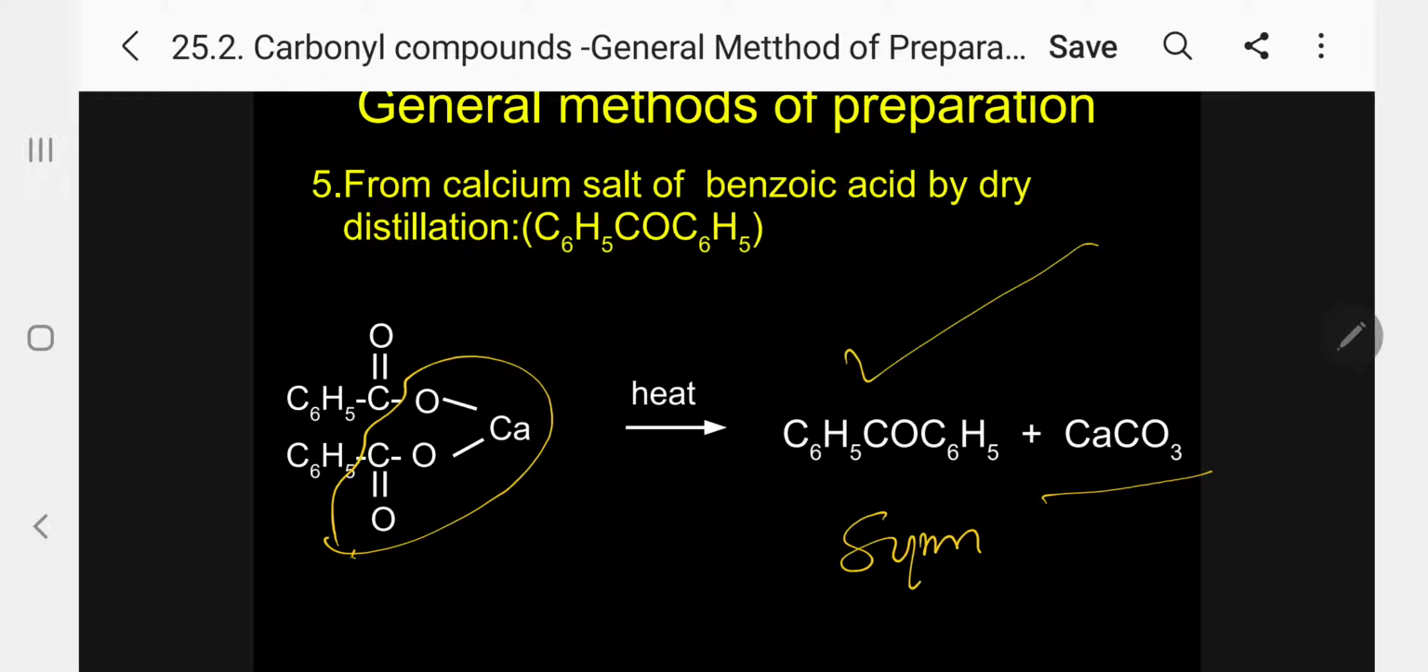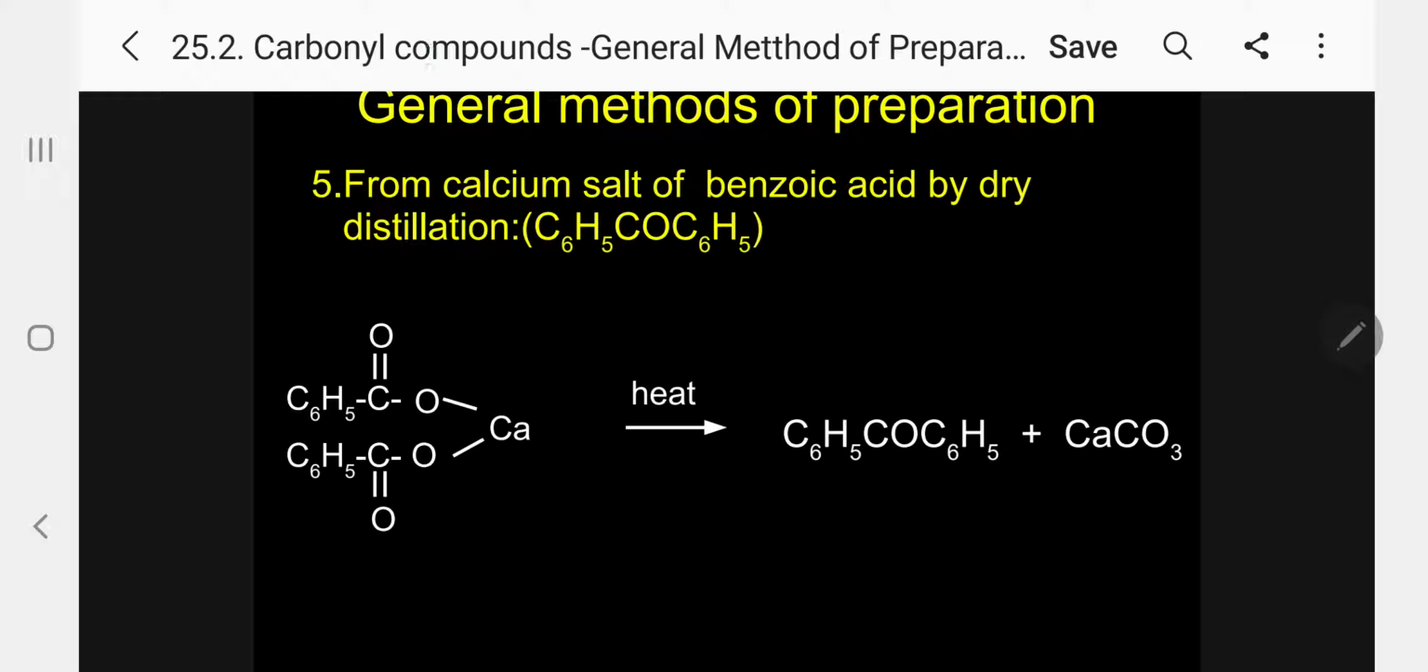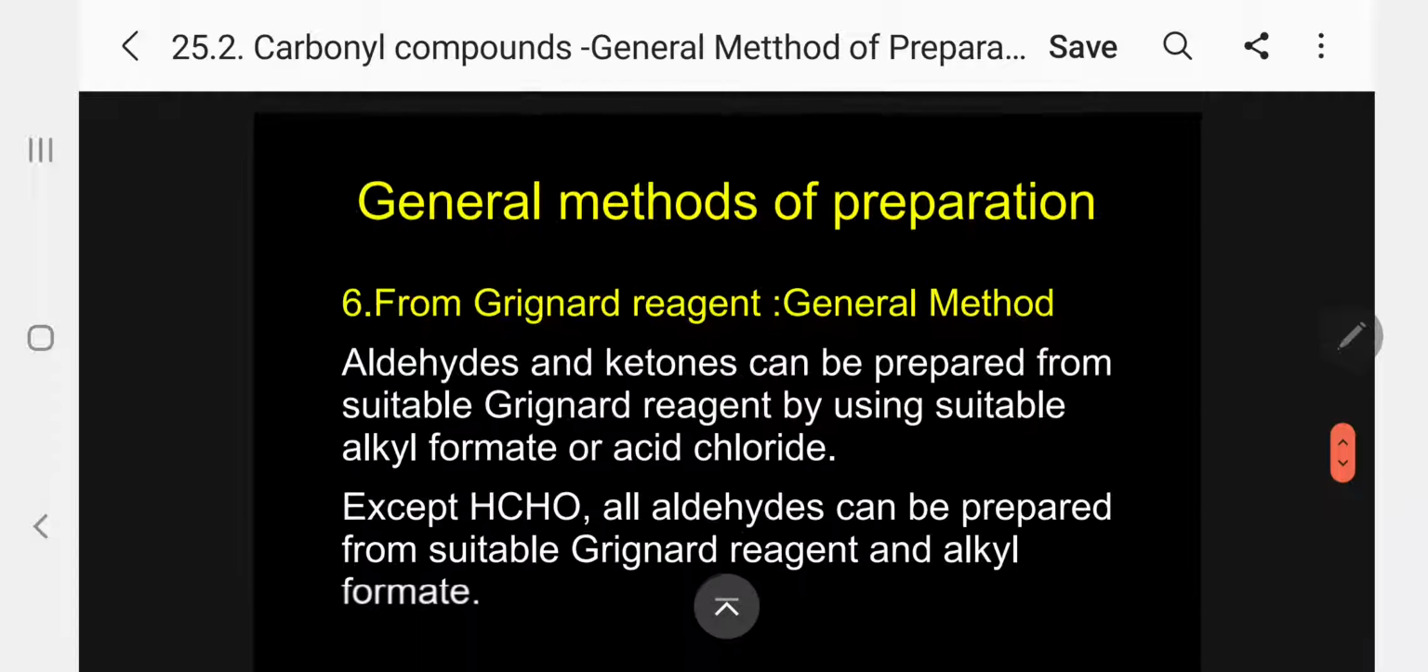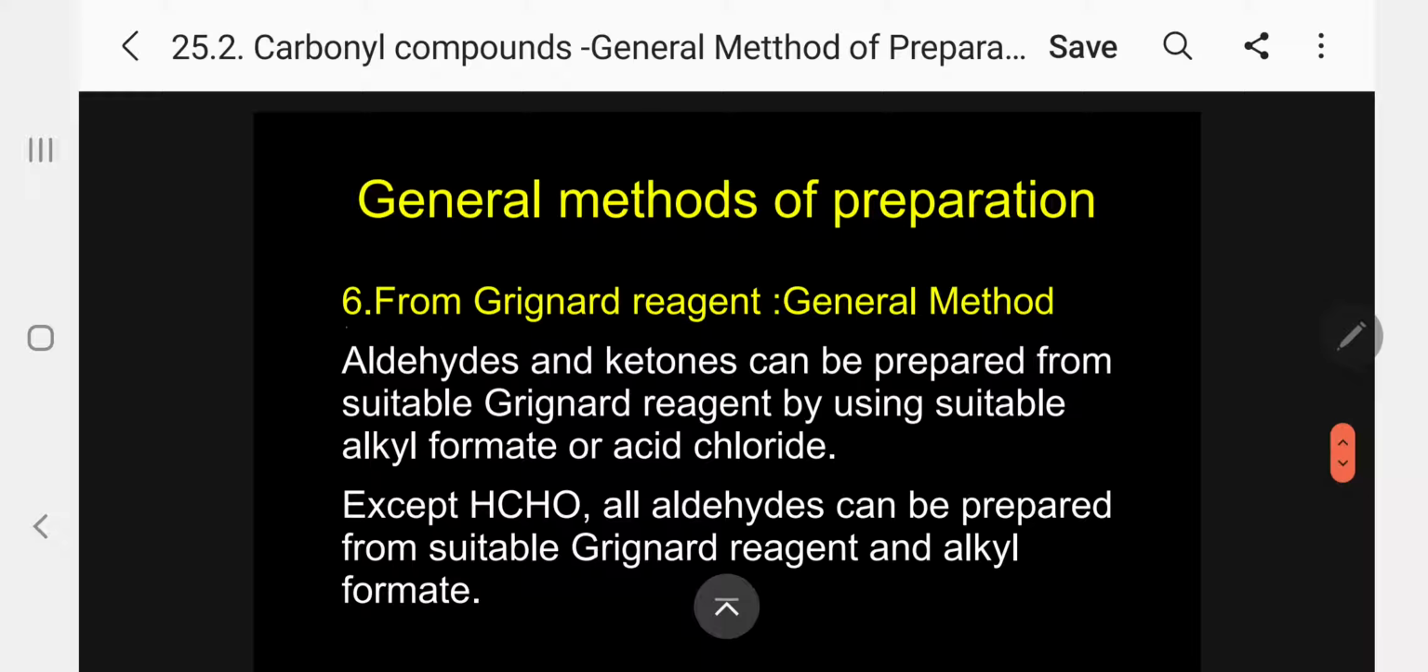Normally a question will be asked: any aldehyde and any ketone other than these can be prepared, you can prepare them by this general method. The next, the 6th method, from Grignard reagent we can also prepare. That is the general method. We have seen it already. Grignard reagent also you can use.